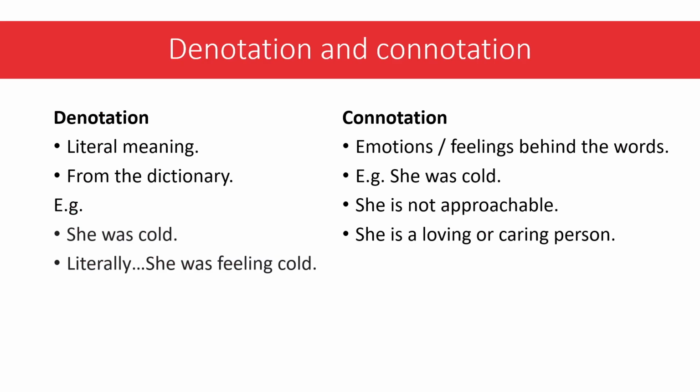In this lesson, I will be covering tone, mood, and diction. Let's quickly recap denotation and connotation, because this is very important when you need to decide the tone or mood of a poem. Denotation is the literal meaning from the dictionary. So when you say she was cold, she literally was feeling cold. Connotation is the emotions and feelings we have behind those words. For example, she was cold could mean that she's not an approachable person, or that she's not a loving or caring person.